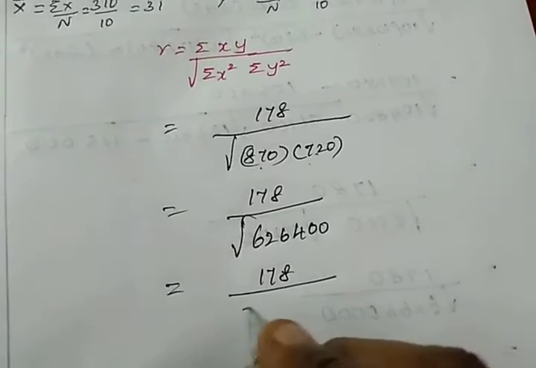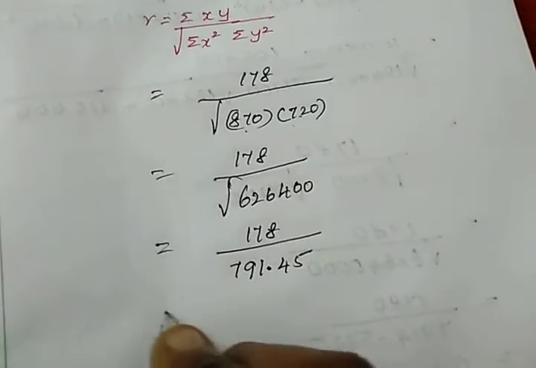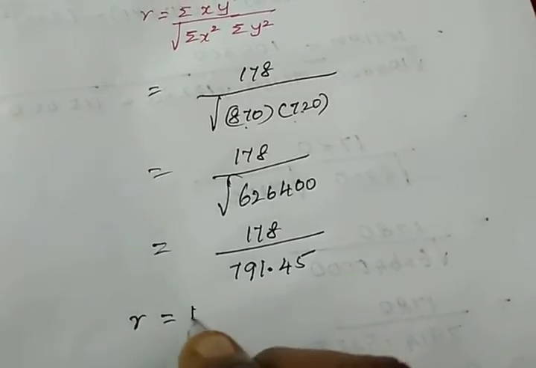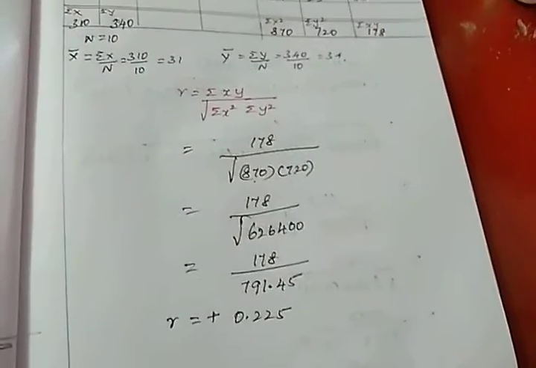Now find the square root for the denominator. 178 divided by 791.45. When you divide it and round it off, you will be getting 0.225 as your answer. This can be done in the direct method also. So already I have done it and kept it like this.